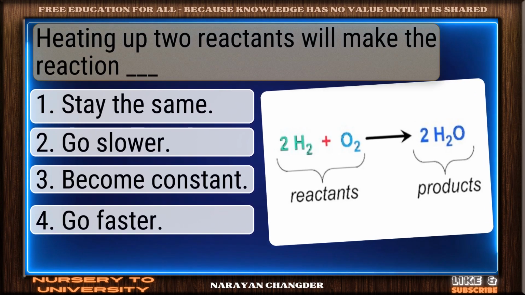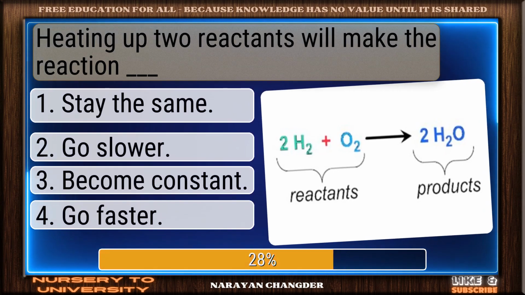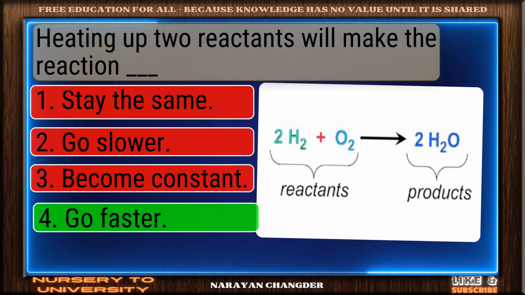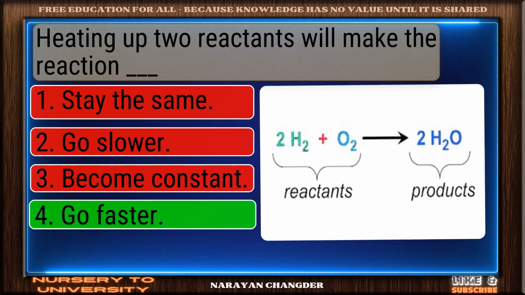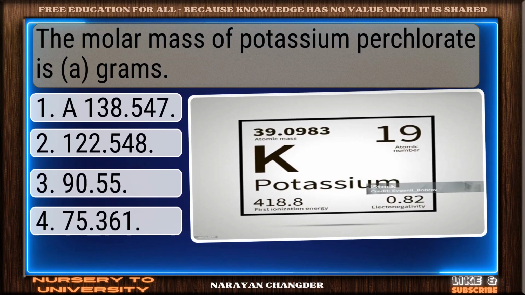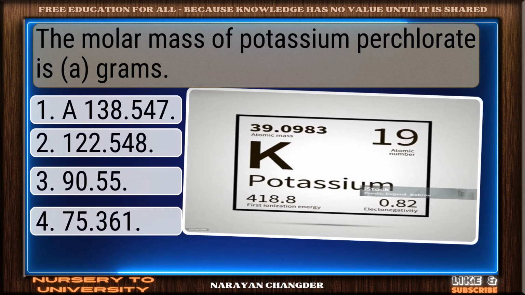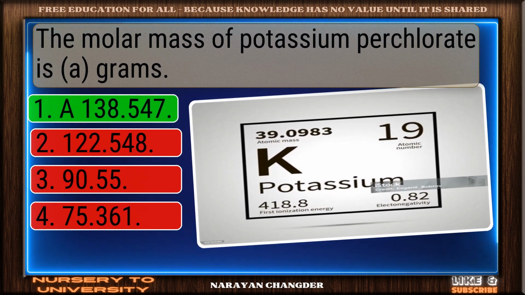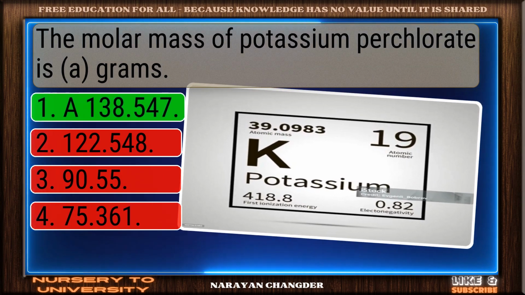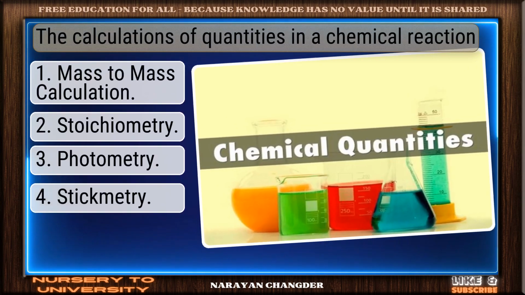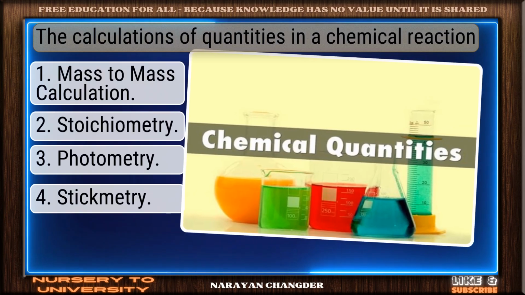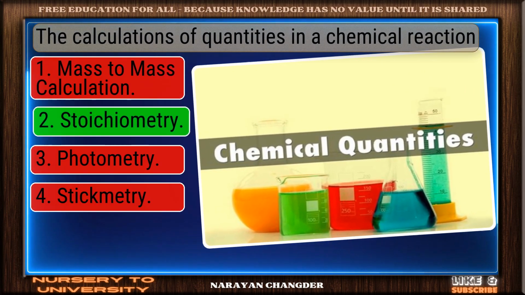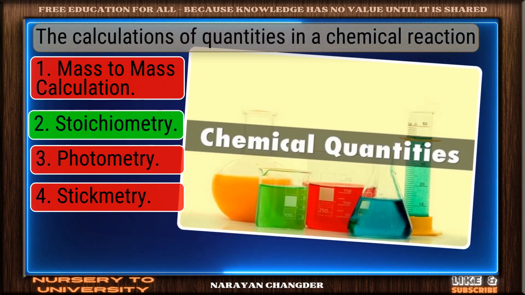Heating up two reactants will make the reaction dash. You got it. Your choice, go faster, is right. The molar mass of potassium perchlorate is grams. Exactly. 138.47 makes sense, and it is the right choice. The calculation of quantities in a chemical reaction. Smart move. Stoichiometry is an accurate answer.